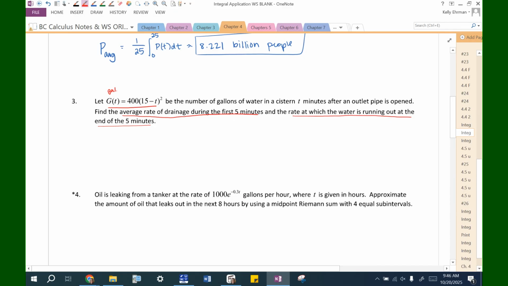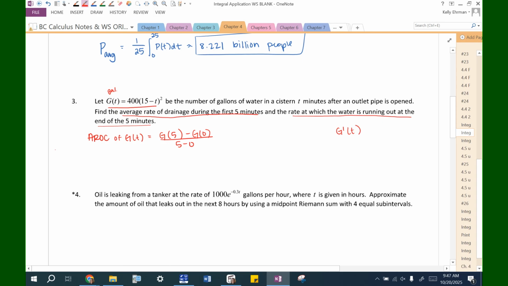So this is not a rate, so this is not G average. This is the average rate of change, the AROC of G of t. So that formula is G of 5 minus G of 0 over 5 minus 0. The second part, the rate at which the water is running out is G prime. They want G prime of 5, so I'll find G prime of t for that part. So let's start with the AROC.